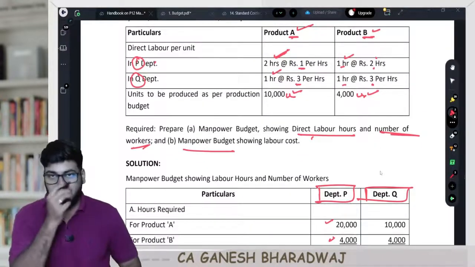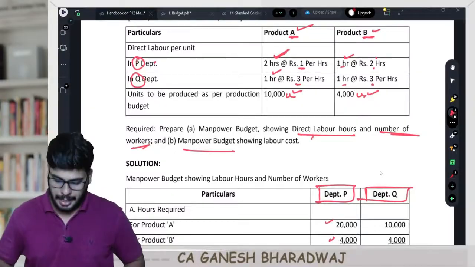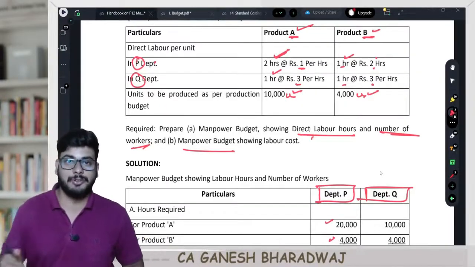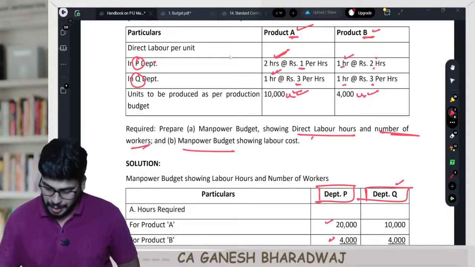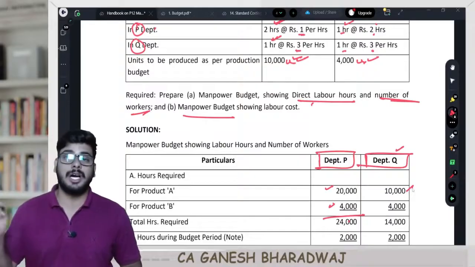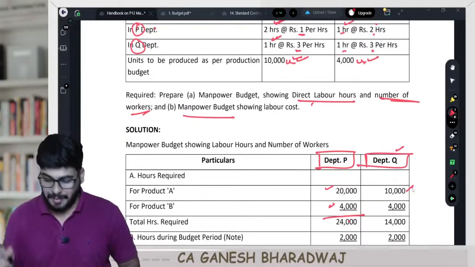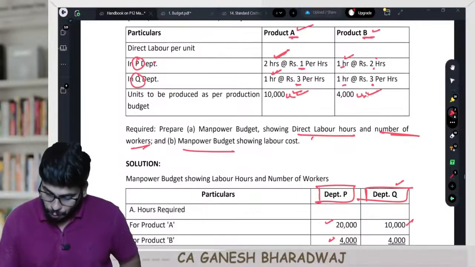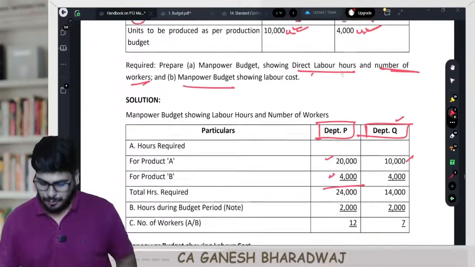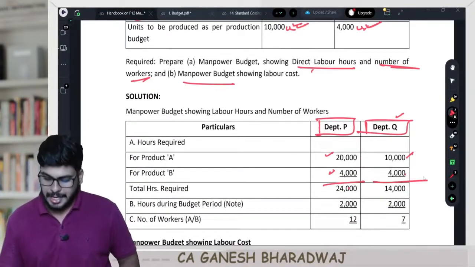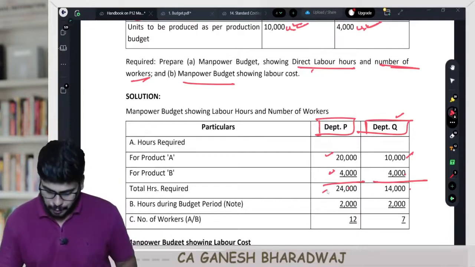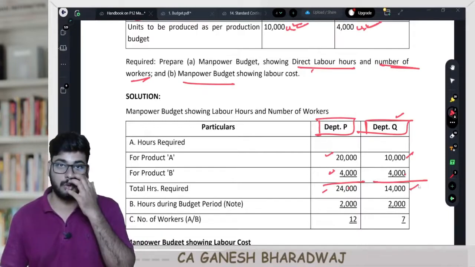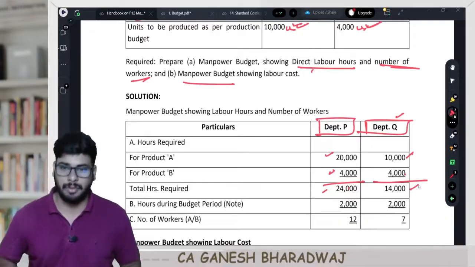Next, Department Q. Once again, Department Q also processes both the products A and B. So, for the purpose of producing product A, how many hours are required in Department Q? 10,000 units into 1, it's going to be 10,000 hours. Now, how many hours in Department Q are required for manufacturing product B? It's going to be 4,000 units into 1. That's going to be 4,000 hours. Clear with this, guys? So now I need a total of 14,000 hours in Department Q. So as a whole, in Department P, I need 24,000 hours, and in Department Q, I need a total of 14,000 hours. Are you clear with this, guys?